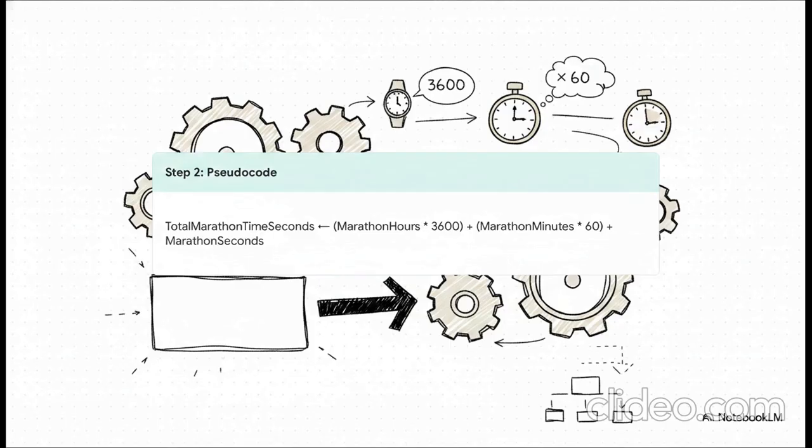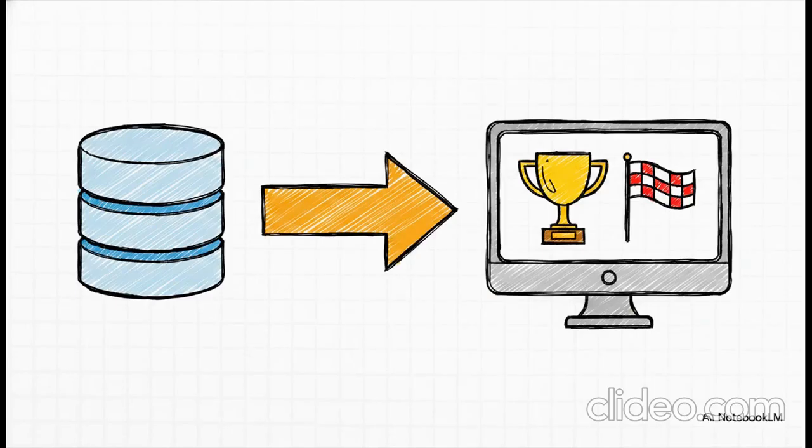add the seconds. Now that little arrow in the middle, that's really important. It's called the assignment operator. It just means calculate everything on the right side, and then store that final answer in the variable on the left. So we've done the math, we've stored the result.